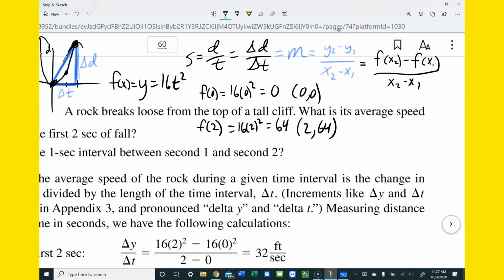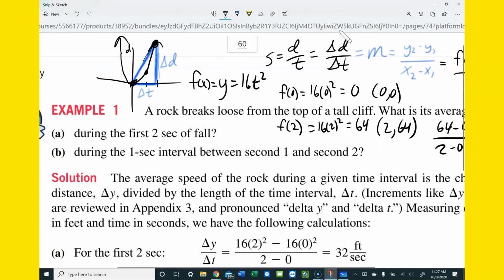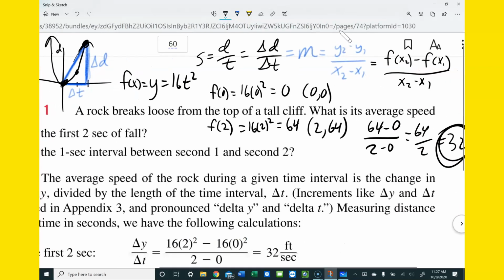And now I'm just finding the slope between the 2 points. So the answer, part A, is just going to be 64 minus 0 over 2 minus 0, y2 minus y1 over x2 minus x1, which is 64 over 2, which is 32. That's the answer to part A. That is the average speed during the first 2 seconds of falling.